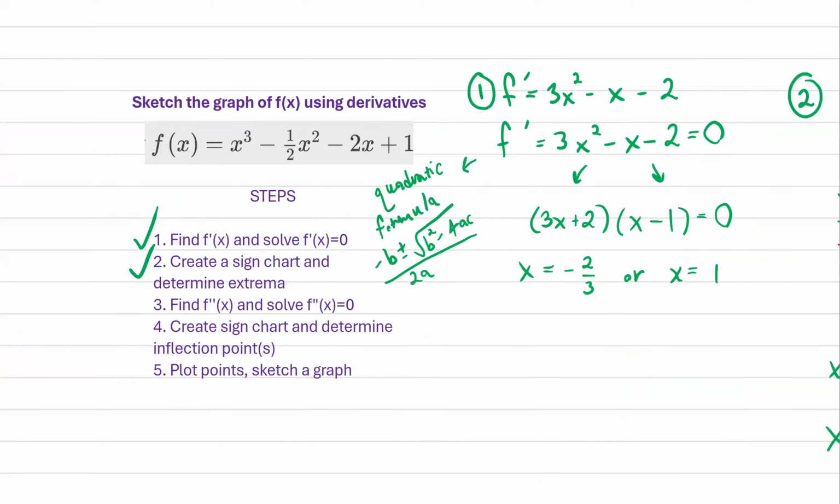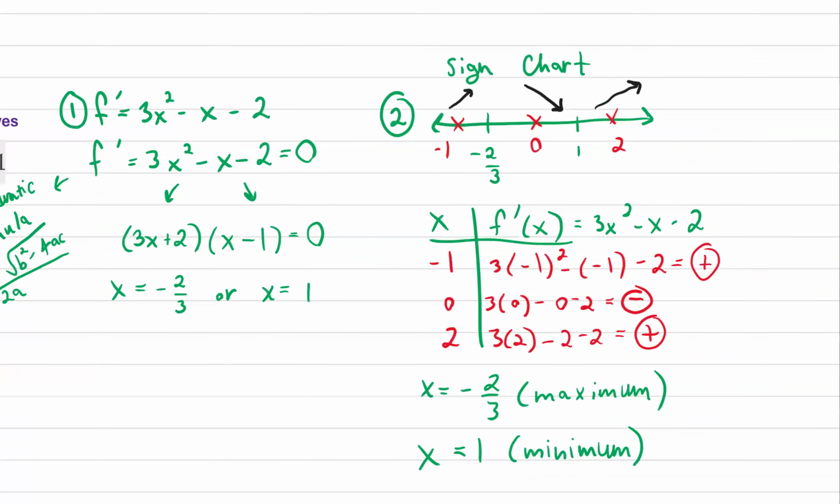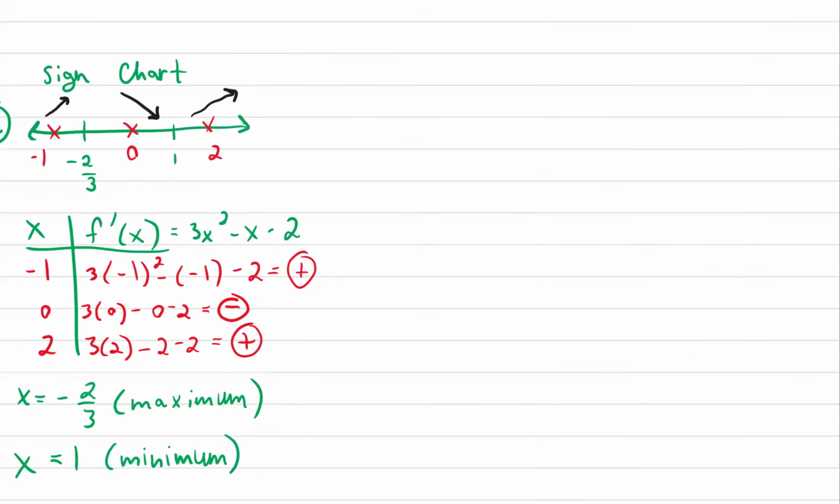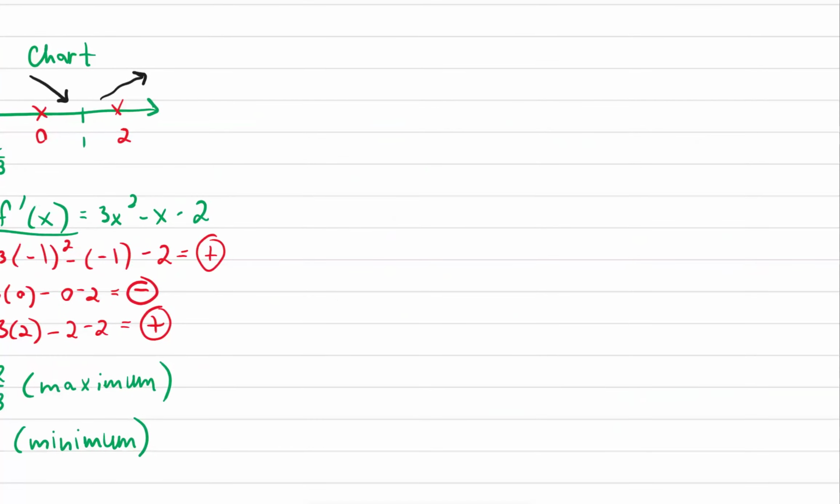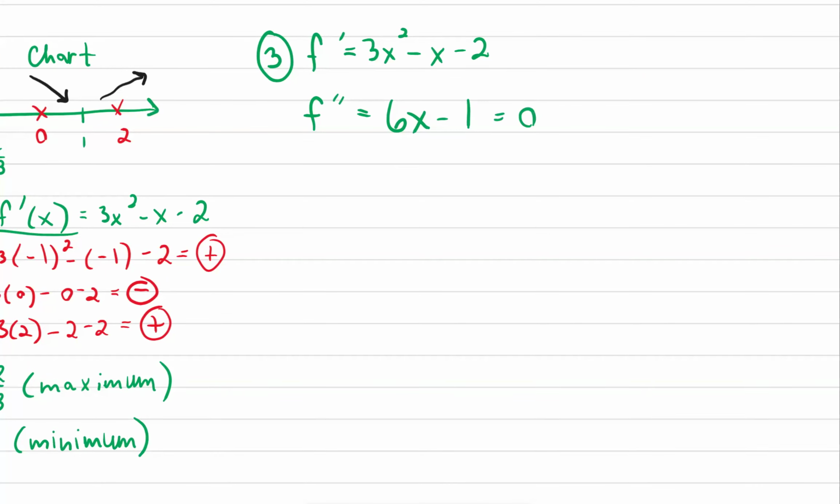Let's repeat all that again, finding a derivative a second time and creating sign charts for step 3 and 4. So if f prime was 3x squared minus x minus 2, use the power rule again to get f double prime, that's 6x minus 1. And then set that equal to 0. So the only critical value we get here is 1/6.